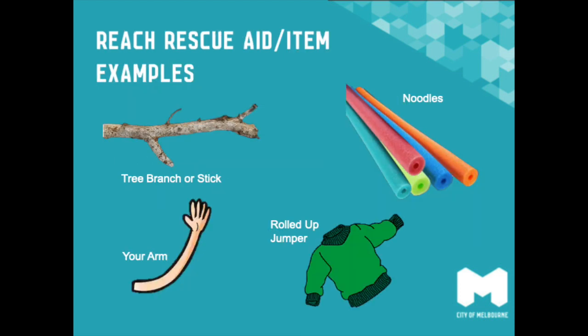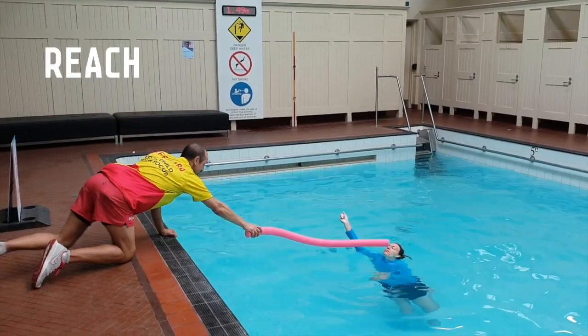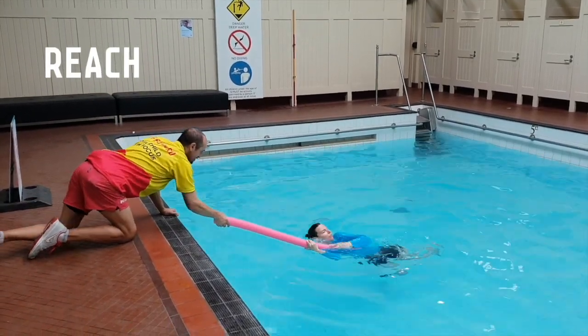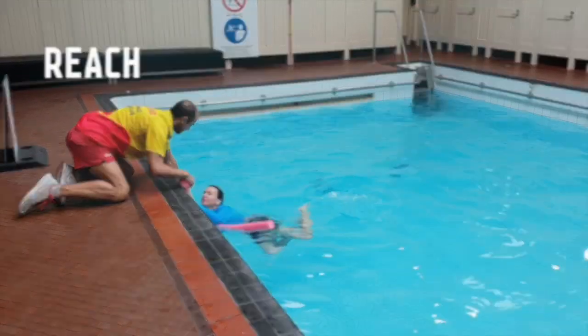These are some items you could use in a reach rescue. It could be a tree branch, some noodles, a rolled up jumper, or your arm. You can see in this video that the lifeguard is getting low to the ground so that when he performs the reach rescue, he isn't pulled in by the swimmer.